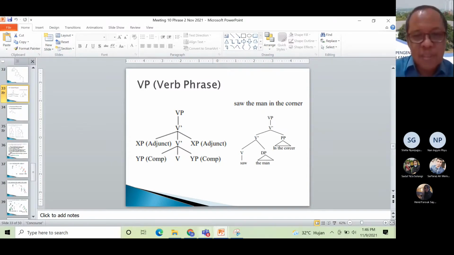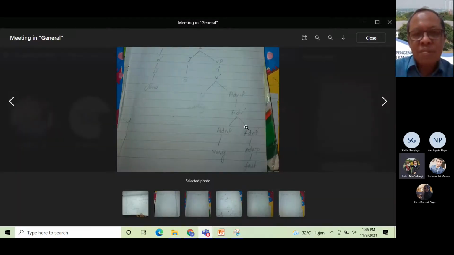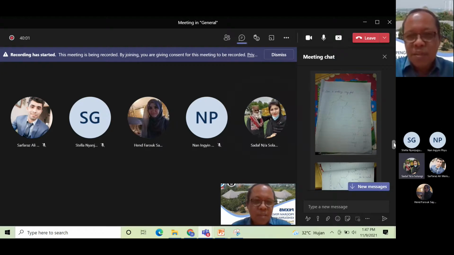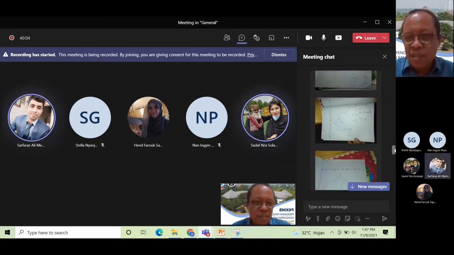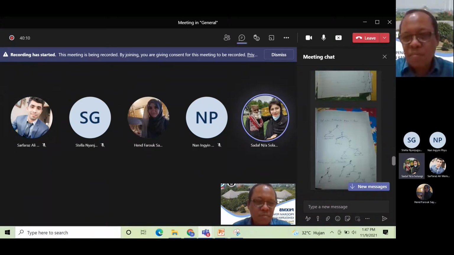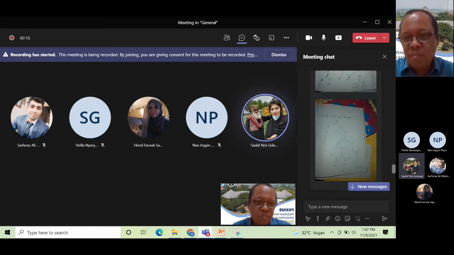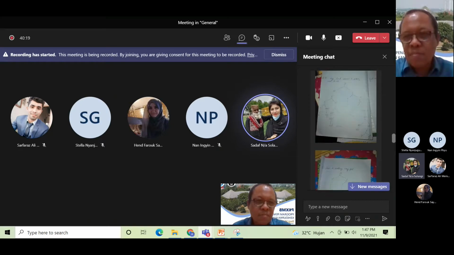So again, what is the problem with your phrase structure tree, if you have to revise? I haven't taken the right branches from the right V bar. Okay, that's it. Good. Any questions? Actually, we studied this X bar theory in university, but I can't get the exact concept of it. That's why I have some complications understanding this theory.